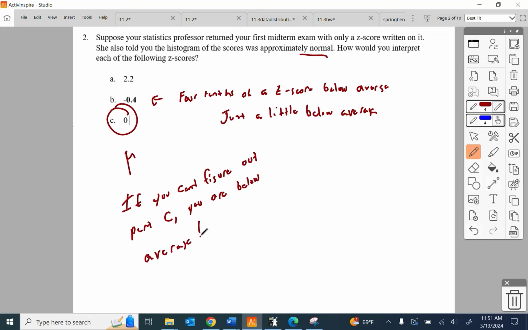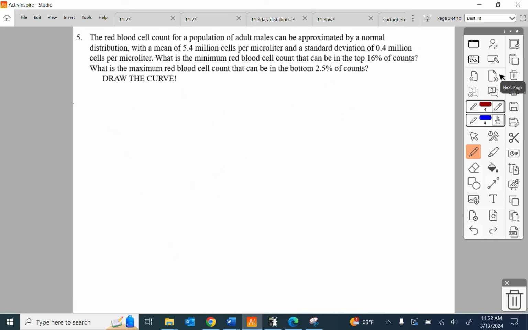I probably shouldn't talk like that, but if you can't figure out part C, you're below average, kids. You need to focus on your studies. Anyways, I'm leaving that for you. Apparently I'm doing number 5.